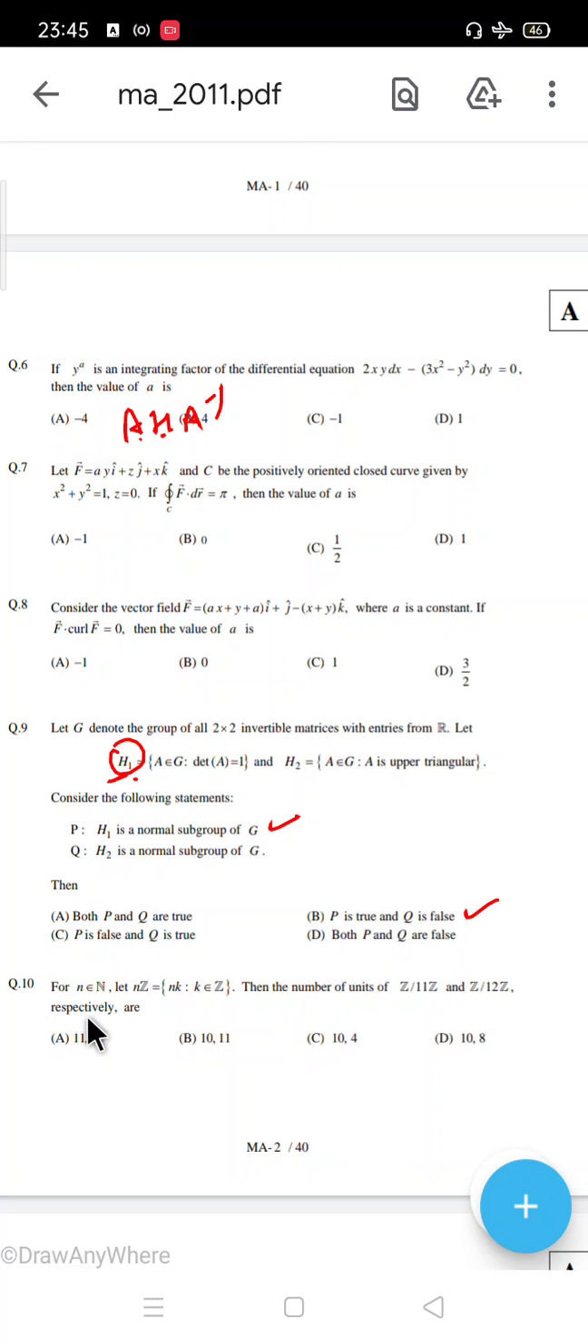For n belonging to the natural numbers, Zn equal to this, find the number of units of Z11 and Z12 respectively. See, the number of units, the formula, I think, is phi of n. Yeah, it seems the formula is phi of n. So for 11 it will be phi of 11.